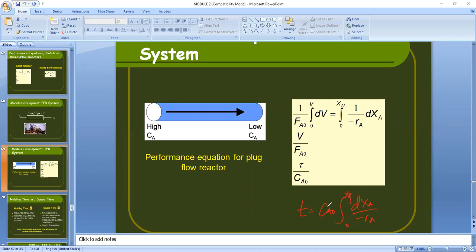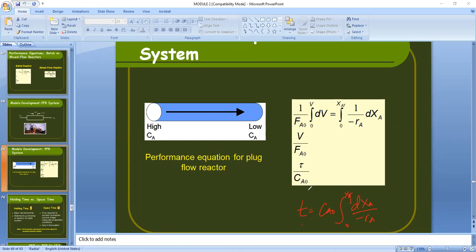So in here, we just transfer the CAO to the denominator and we change the T to tau because we have a flow system. That's it. But they are exactly the same. The integral is exactly the same. The only difference is the T and the tau. I'm referring to the plug flow and the batch reactor.